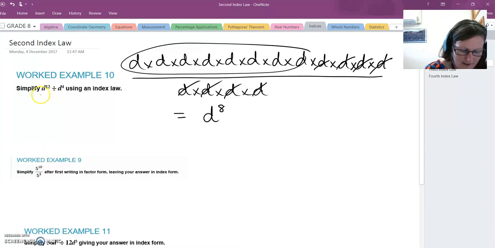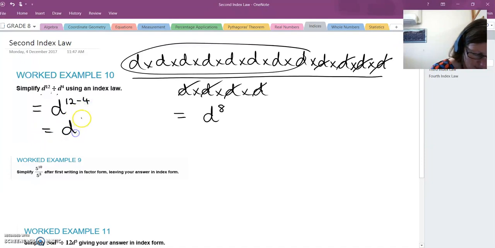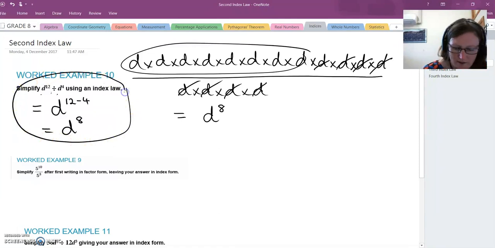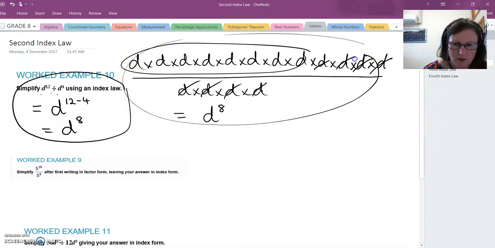If our bases are the same, in this case they're both d's, and it's a division, so bases are the same and it's a division, index law 2 is we subtract the indices. So 12 take 4 is d to the power of 8. Much simpler way, knowing index law 2, than doing this long method.